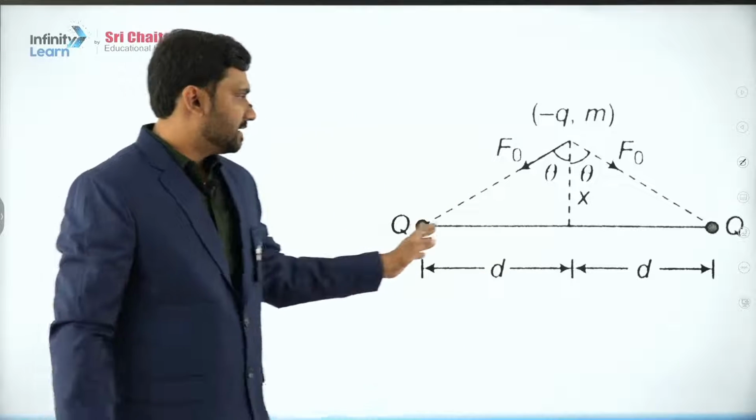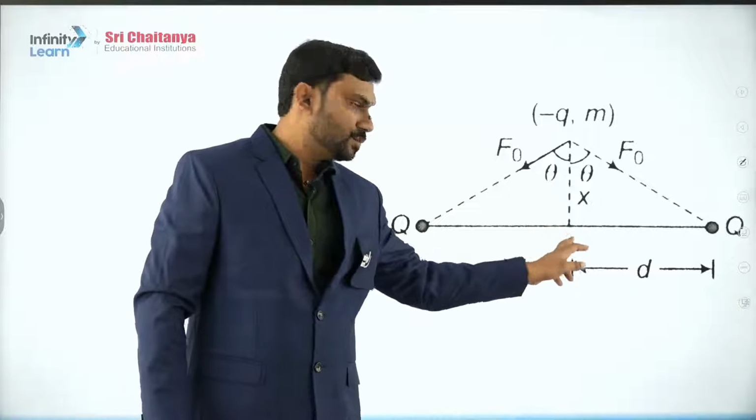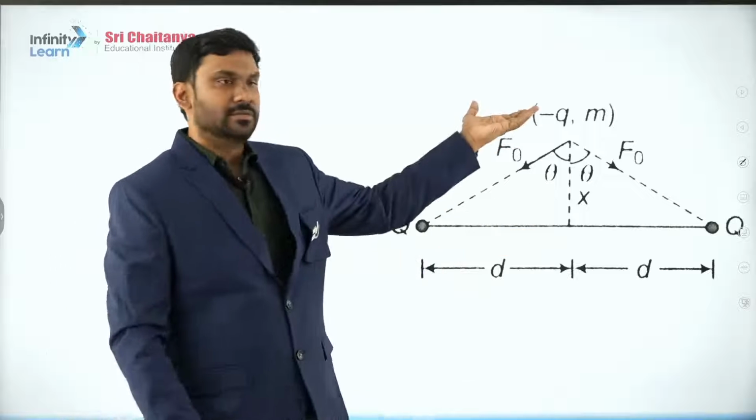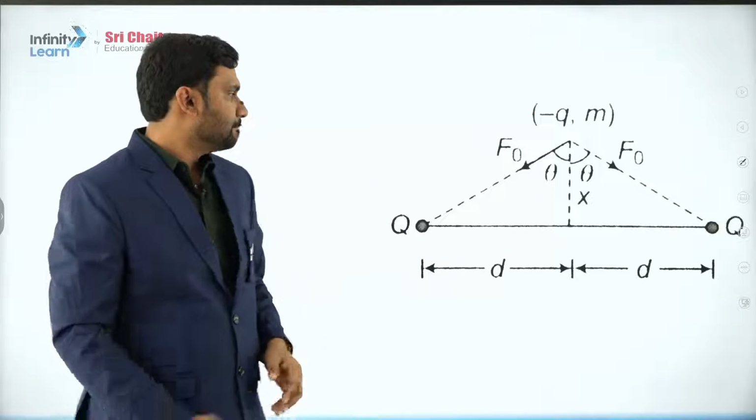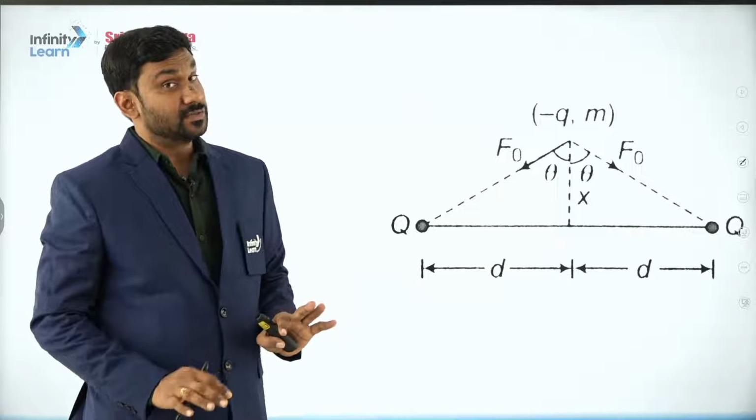Here the same two charges are present. The same minus q is also present in the middle. अब उसको ना ऊपर लिफ्ट किया गया. It is given a push in the upward direction, perpendicular to the line joining. So now we will discuss what will happen.